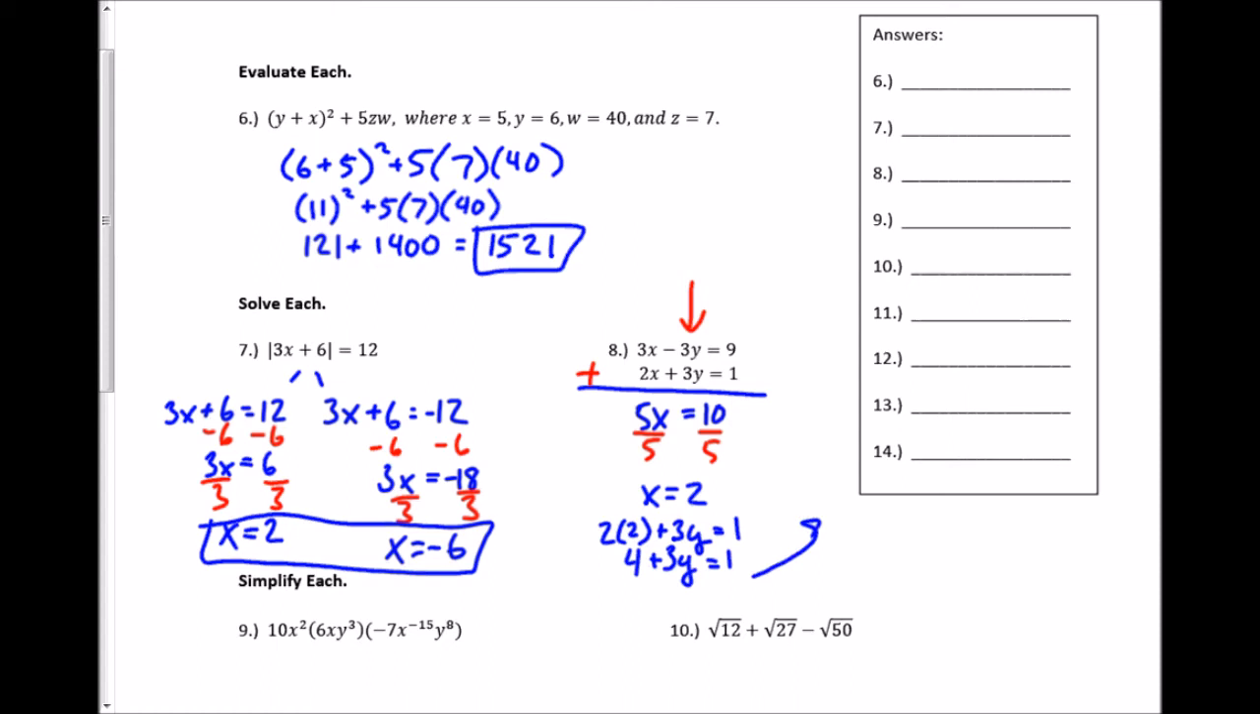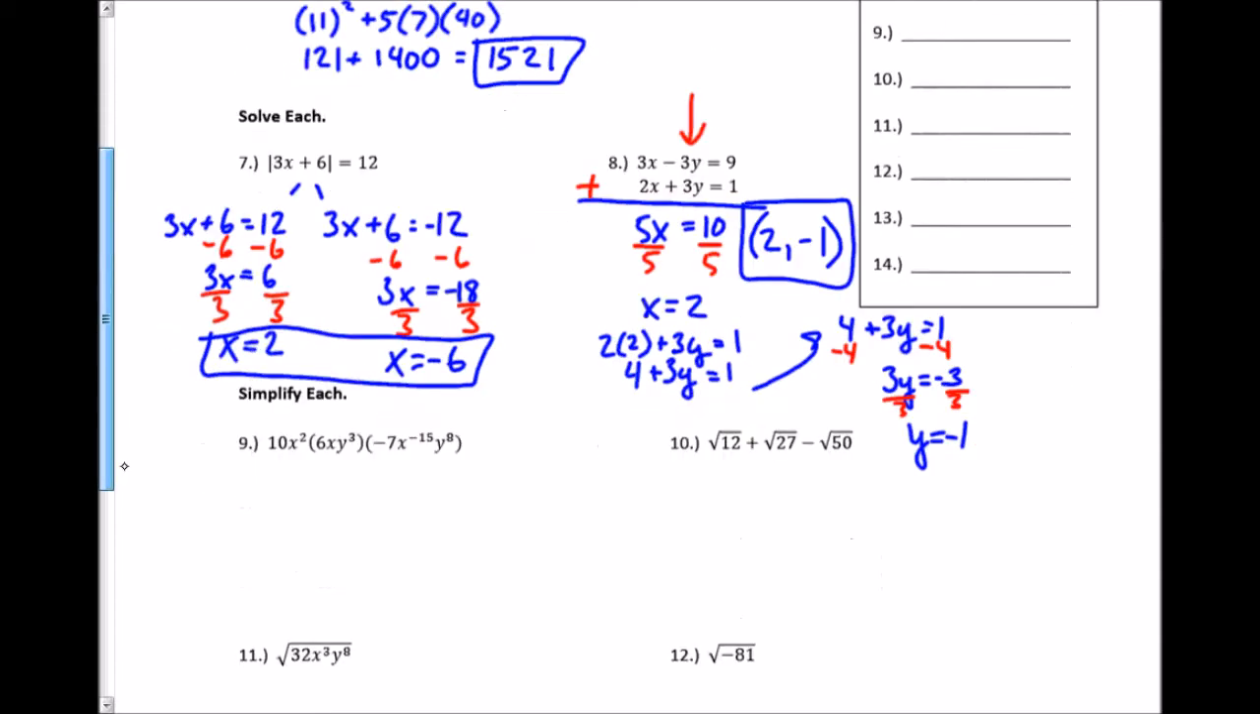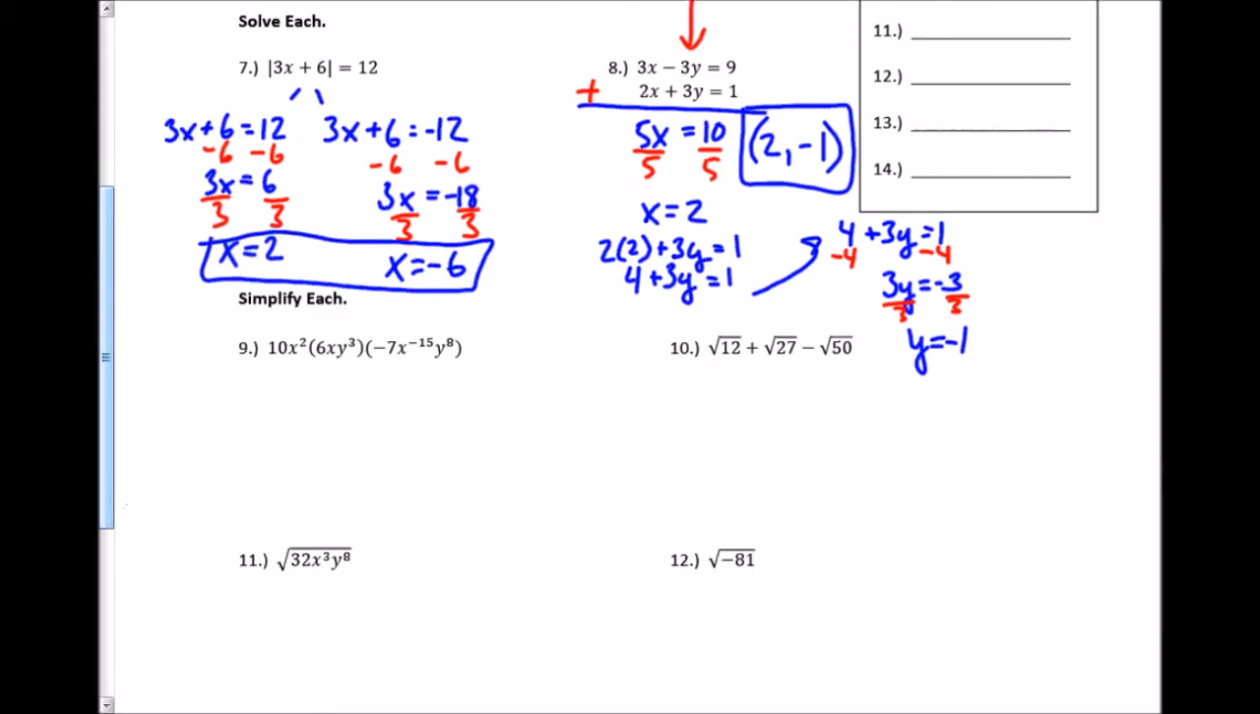Let me bring it off to the side here. I subtract the 4 from each side. And then I'm going to divide by the 3. So I find out that y equals a negative 1. Okay? And a nice, neat way to write these answers is as an ordered pair. So I'd write this as the ordered pair 2 comma negative 1. Because if we're thinking about this in terms of a graph, we're thinking about where these two lines cross one another. And number 9, we're just doing some simple multiplication.